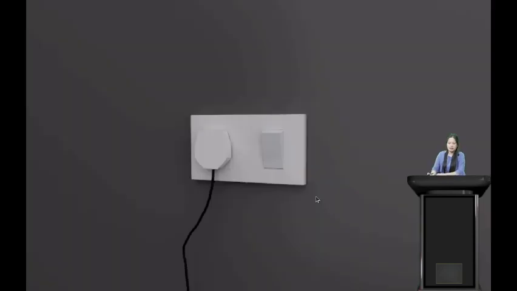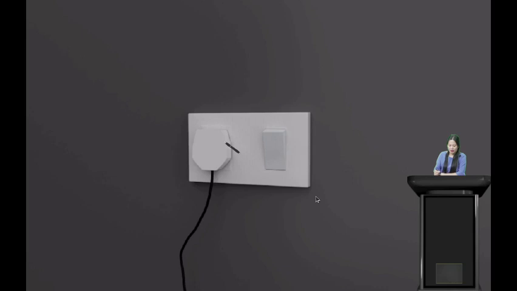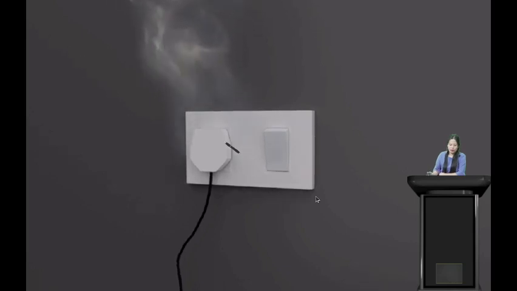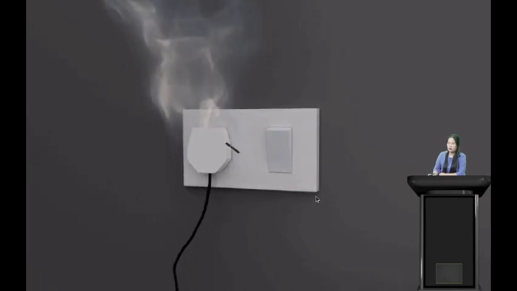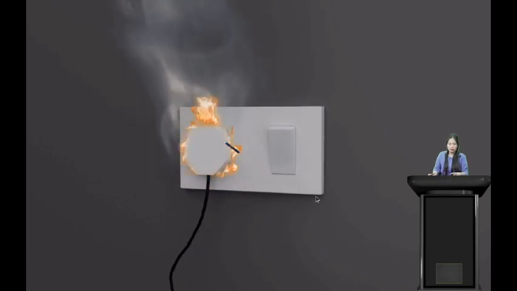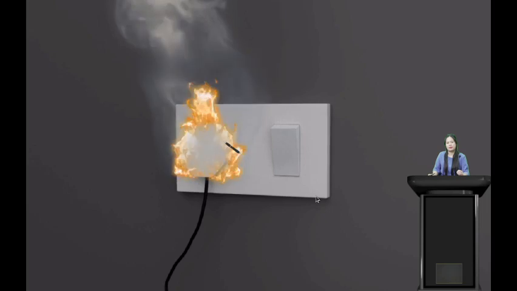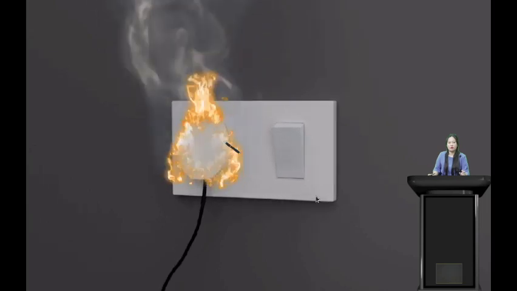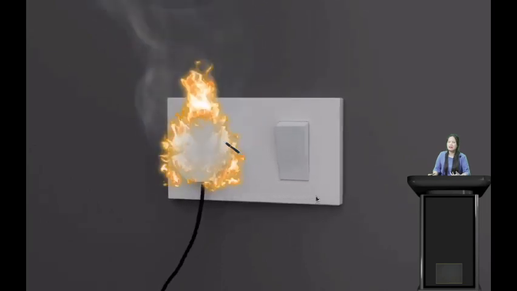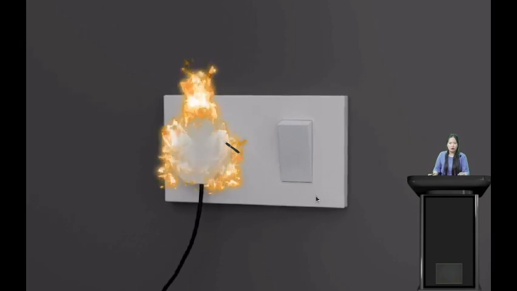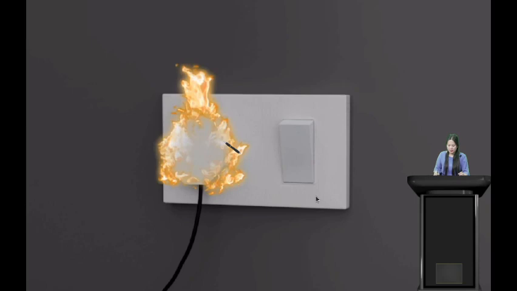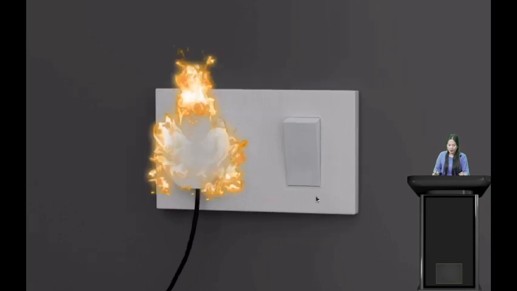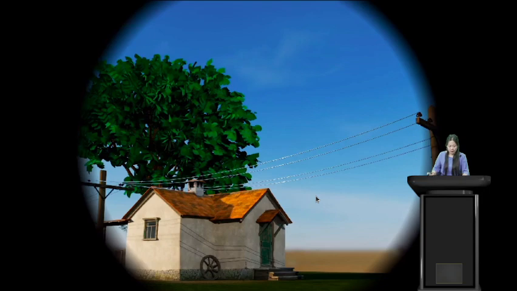So here we see a socket, and we see that we have a plug here. Now what do we see here? We see some smoke coming out from this. Now it sparks, and it catches fire. You must have observed this at home or in school. Sometimes there will be a spark or fire on the socket due to a loose plug.